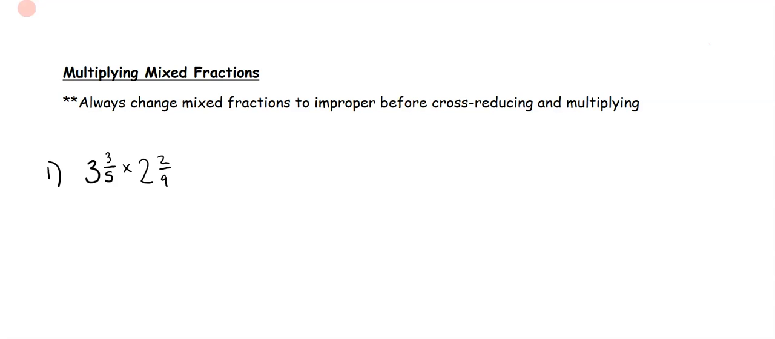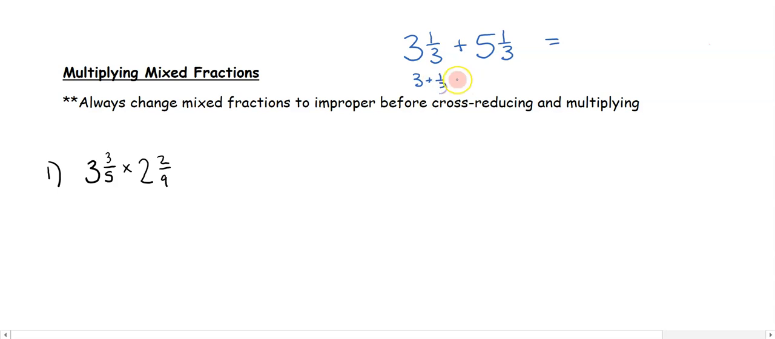In today's lesson, we're going to look at multiplying mixed fractions. In an earlier lesson, we talked about adding mixed fractions. For example, 3 1/3 plus 5 1/3. 3 1/3 means 3 plus 1/3. And 5 1/3 means 5 plus 1/3.